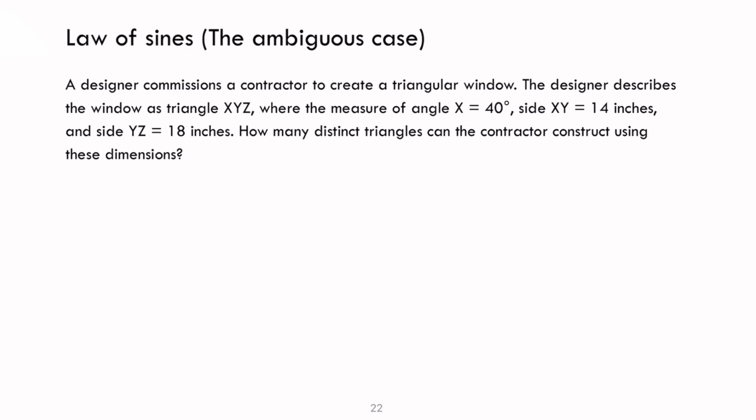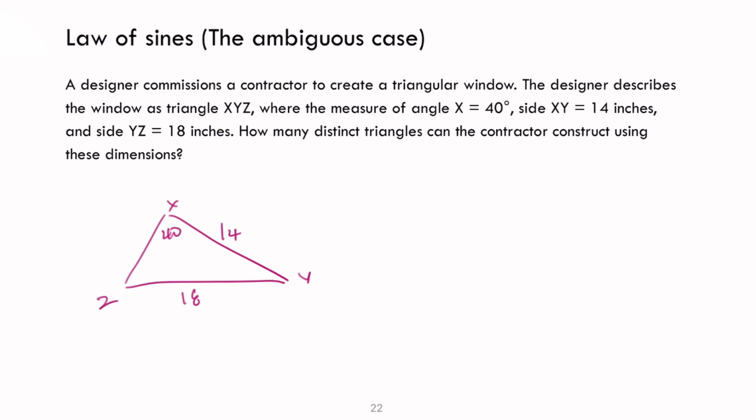Okay. So a designer commissions a contractor to create a triangle window. The designer describes the window as triangle XYZ, where the measure of angle X is 40 degrees, and side XY is 14 inches, and side YZ is 18 inches. How many distinct triangles can the contractor construct using these dimensions?